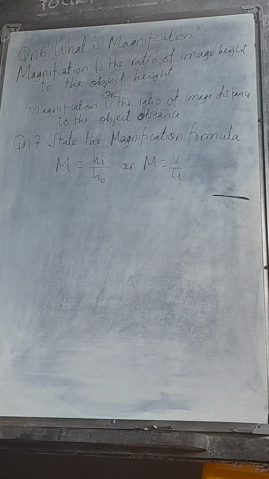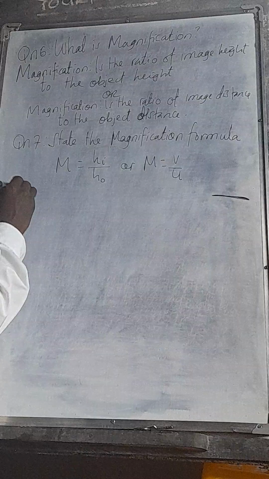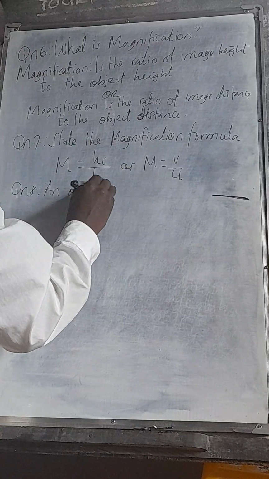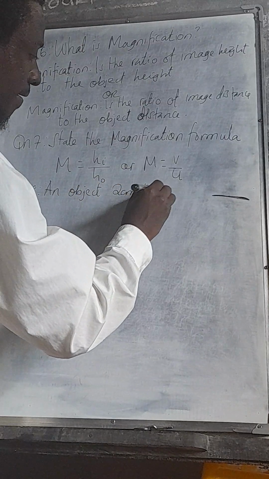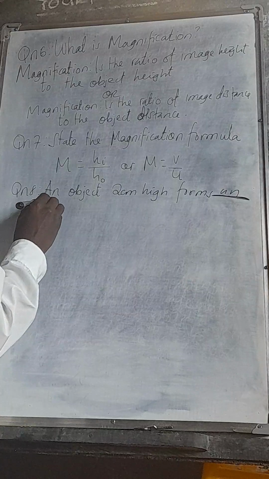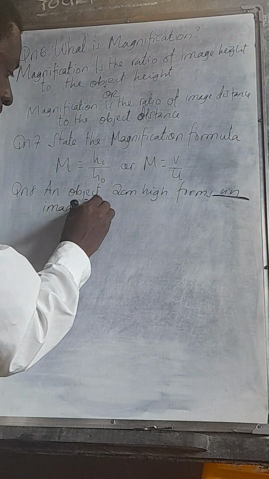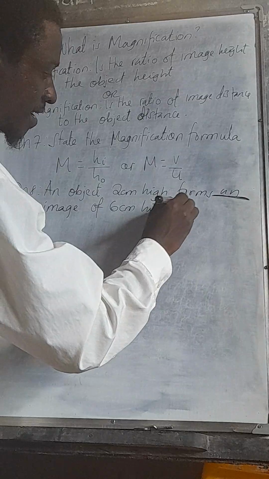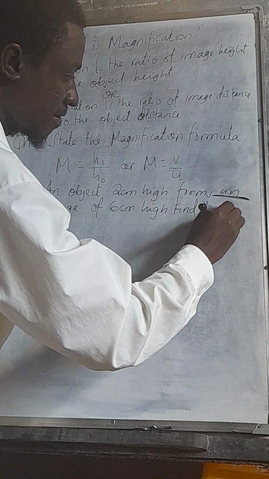Question number 8 says: an object 2 centimeter high forms an image 6 centimeter high. Find the magnification.